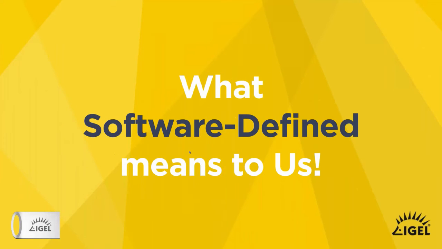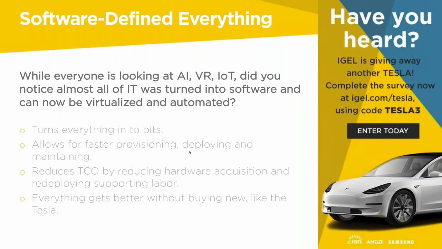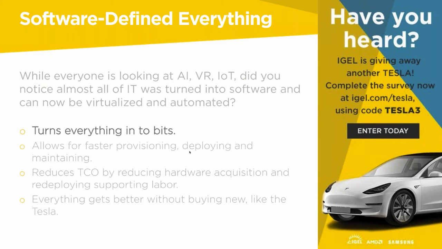So what does software defined mean to us? Yet another buzzword, right? Well, did you realize that while everybody out there was talking about AI and VR and IoT and every other acronym, we basically turned our entire data center into software, and now it can be virtualized and automated? The entire 7 layers of the OSI model can be virtualized and automated. That's so powerful. Why? Because of the abstraction that I talked about earlier. But really, it's because we turned everything into bits. We turned it into software.